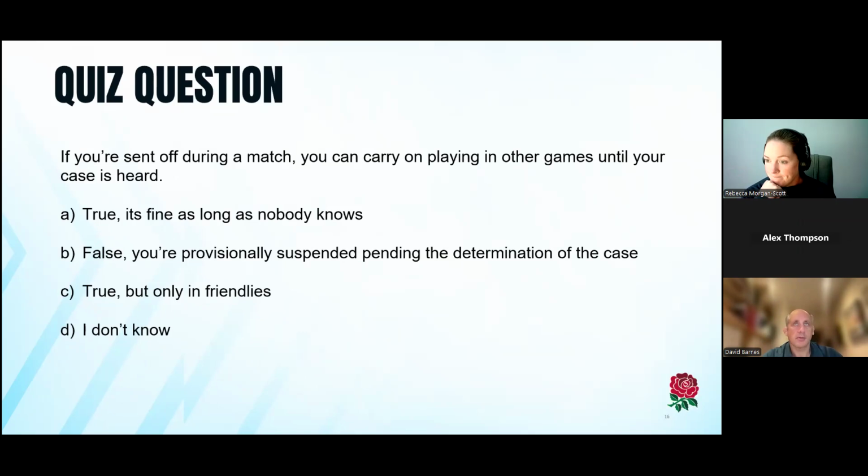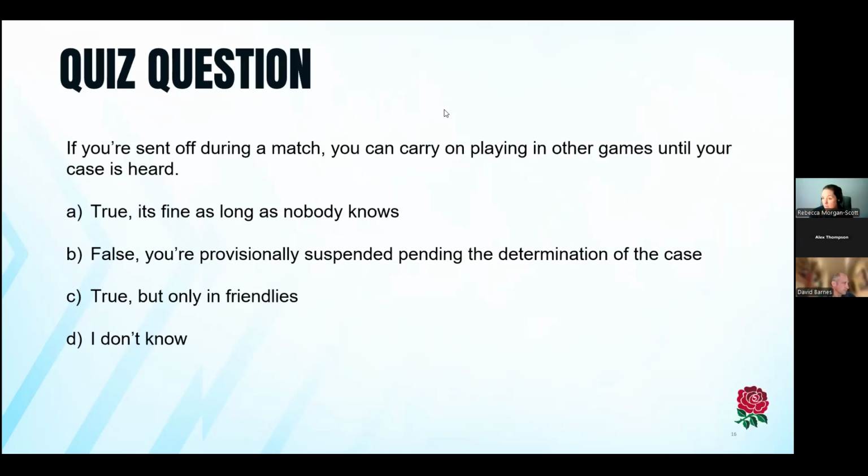Thanks, Becky. And I've finished that poll off now, and 95% have gone for false, and we've got 5% don't know. Perfect. So the answer is absolutely right. You're provisionally suspended pending determination of the case. So for the 2 people who don't know, you do now have the answer. Thank you everybody for that. So if you are red carded in a game, you cannot play anywhere in the world until your case is heard.